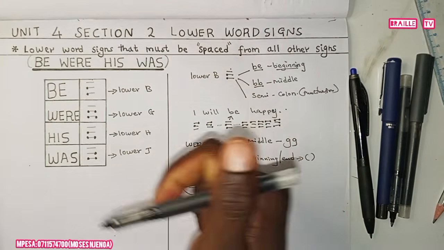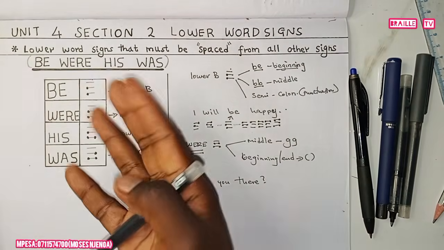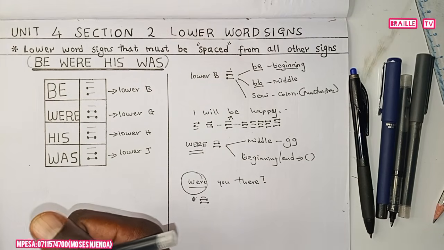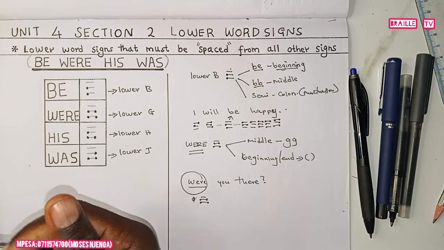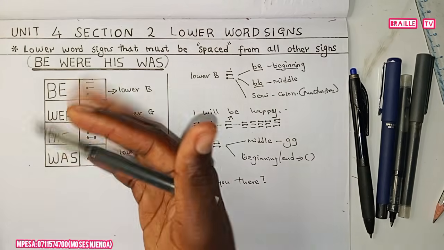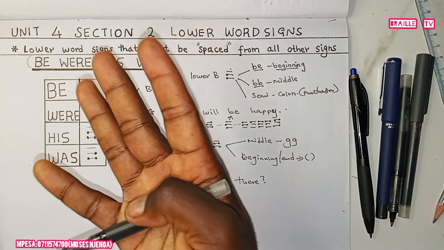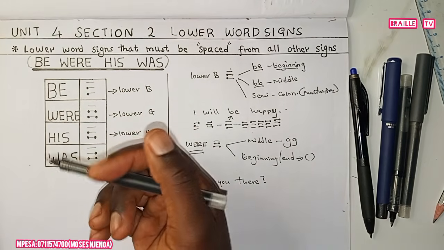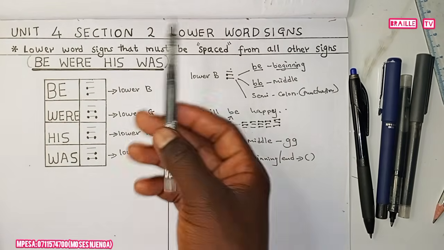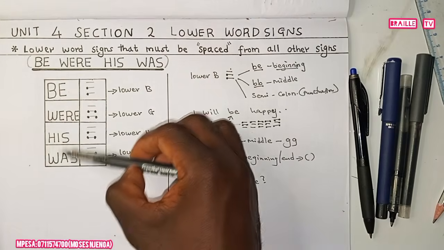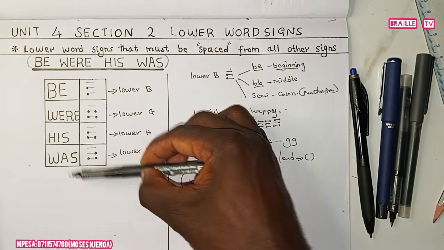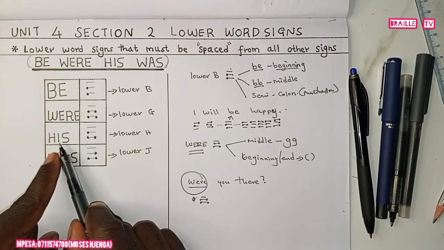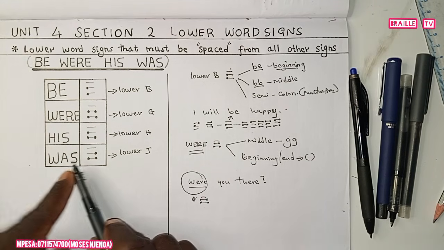Remember, in the exam, you can be asked to write 4 lower word signs that must be spaced from all other signs, including the punctuation. So you are going to say be, were, his, was, but this is how they are written when it comes to the Braille. So his is written standalone to mean his. Lower J is written standalone to mean was.